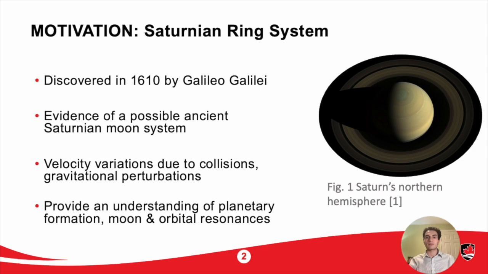So why do we care about Saturnian dust particles? Well, although their exact origin remains uncertain, it is widely believed that the rings we see today are the remnants of an ancient Saturnian moon system. Locked within Saturn's rings are clues not only to their own origins, but also to the broader principles of planetary formation and the complex resonances that govern moon and orbital dynamics.